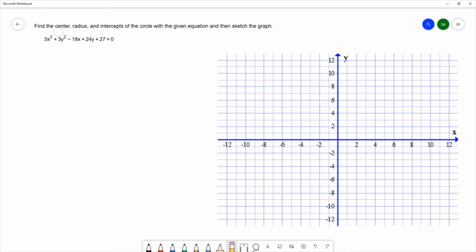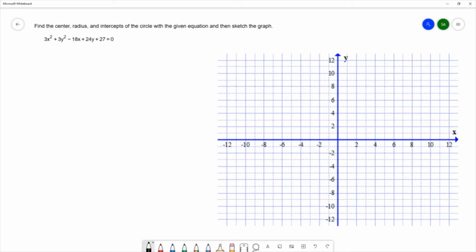This question says, find the center, radius, intercepts of the circle with the given equation, and then sketch the graph. So this equation is an equation of a circle. However, it's in general form and not our standard form. So what I want to do first is move it into our standard form. So let's write down the equation.